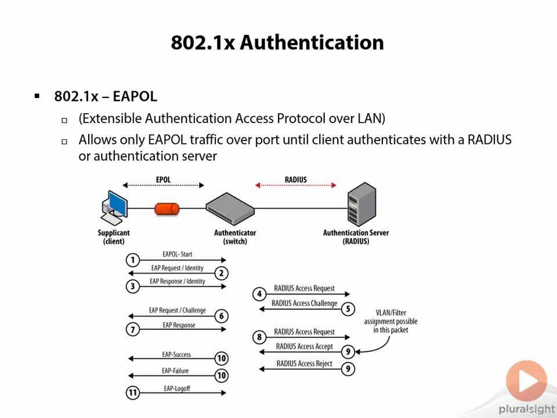So the supplicant will send information to the switch. The switch will then forward it on to the authentication server. Once the credentials are validated and verified, okay, in other words, the client is authenticated, then the authentication server sends that information back and says, yes, you can communicate. The port is now wide open. And of course, the supplicant or the client can communicate on the network.